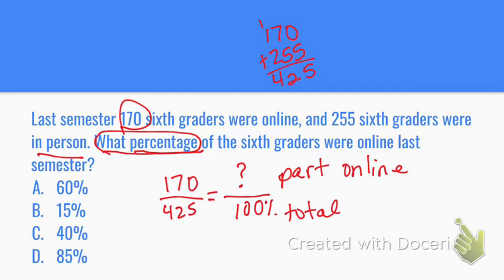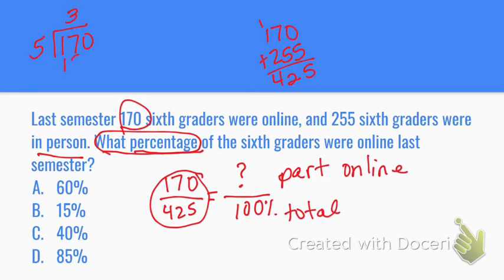What can I do to make these easier? Okay, my strategy to solve would be to cross multiply and divide, but these are really big numbers. So could I simplify a bit? Could I simplify that fraction? Yeah, I see they end in a 0 and a 5, so I'm going to divide them both by 5, okay? So 170 divided by 5.